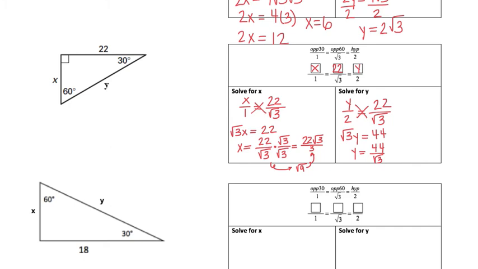But we can't just leave it as 44 divided by the square root of 3. We have to multiply by the square root on the bottom to rationalize our denominator. 44 times the square root of 3 is 44 square root 3. Square root 3 times square root 3 is the square root of 9, or 3.